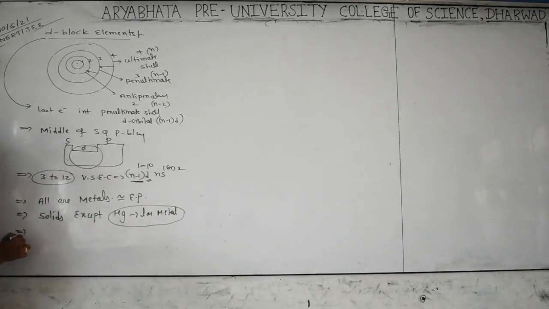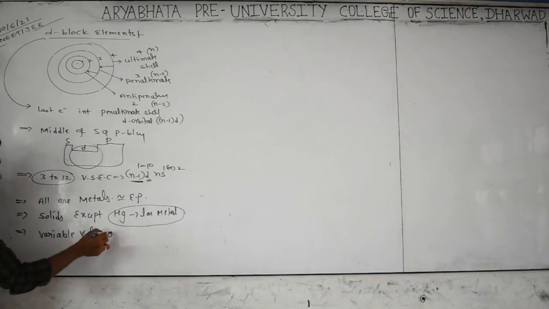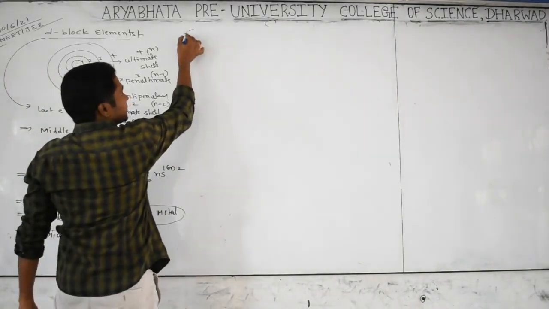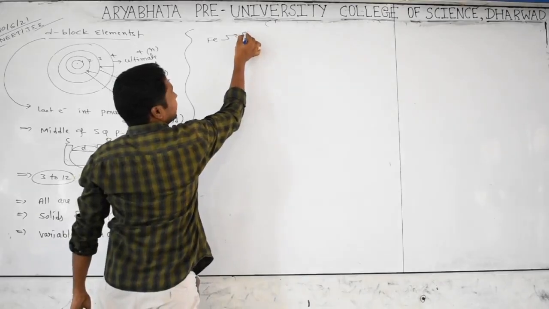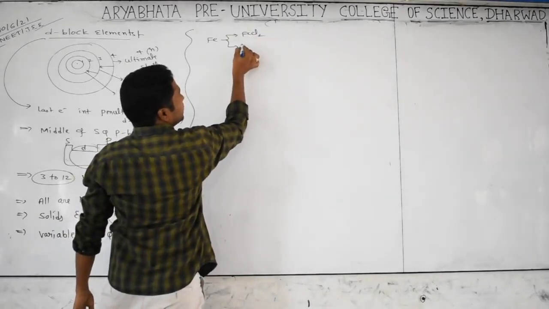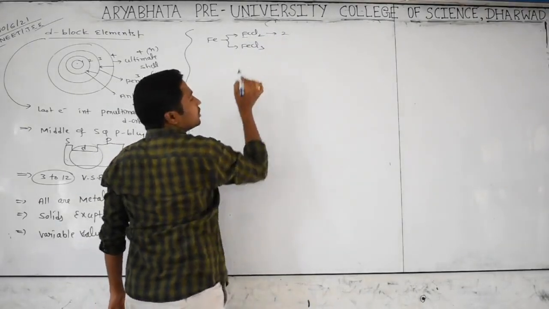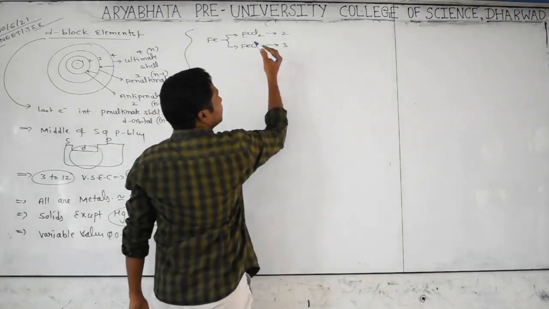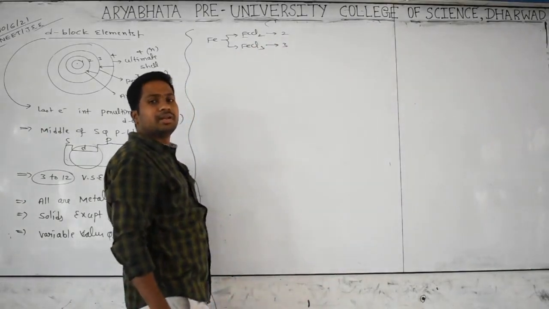All these d block elements show variable valencies and oxidation numbers. What is the meaning of variable valency? For example, Fe forms FeCl2 and FeCl3. In FeCl2 the iron valency is 2, because each chlorine can form 1 bond, so 2 chlorines form 2 bonds. In FeCl3 the valency is 3. So the same element having more than one valency is called variable valency.